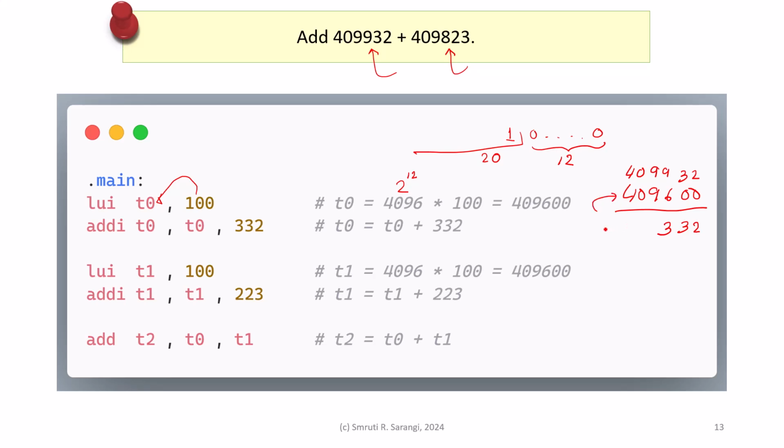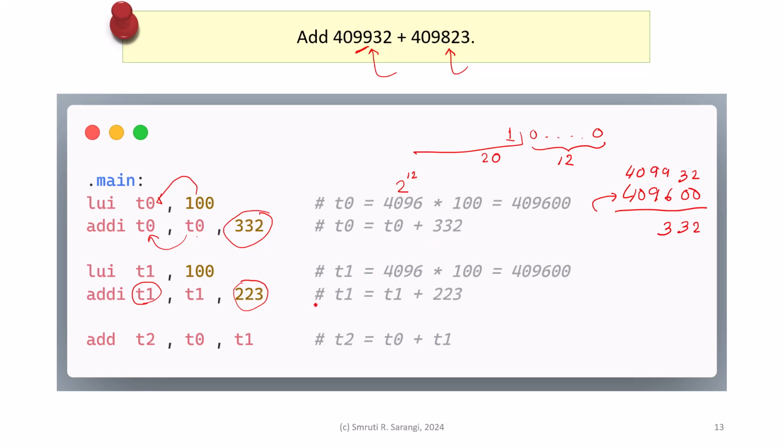Then I will add 332 to it with the addi instruction. And the moment I have done that, I add this to t0. So the new value of t0 contains this. Similarly, 409823 is not very far off. I do exactly the same with t1. And in this case, I add 223. So my t1 contains the value 409823.